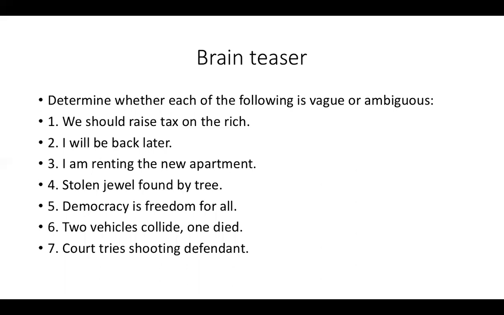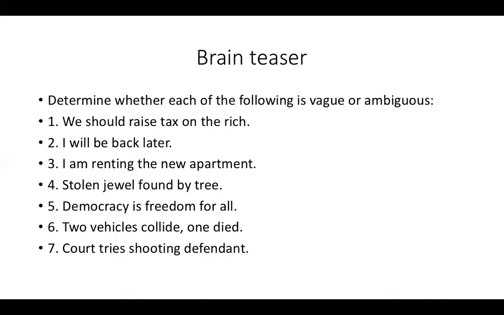And then 7, court tries shooting defendant. Ambiguous. It is ambiguous because there are two possible meanings: either the court attempted to shoot the defendant, or the court is trying a defendant in a shooting case. So two meanings. That makes it ambiguous.